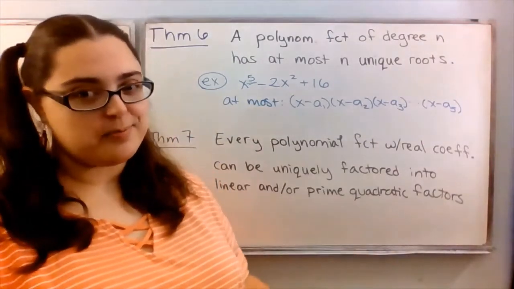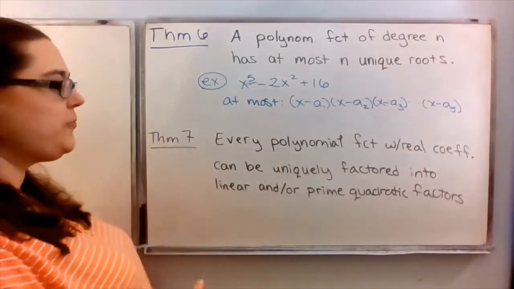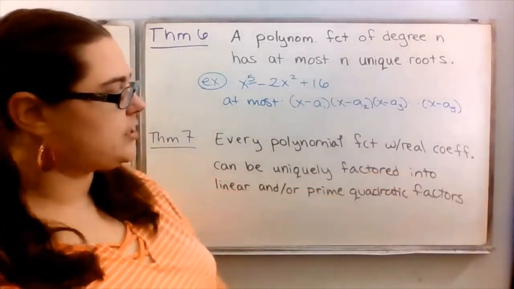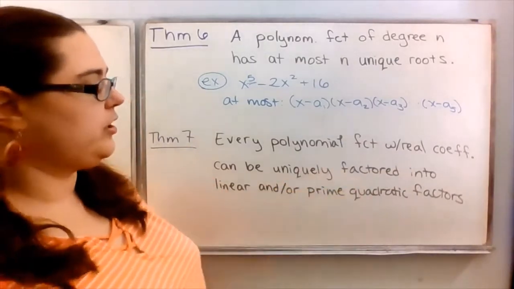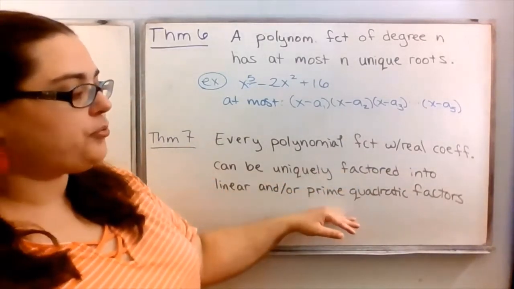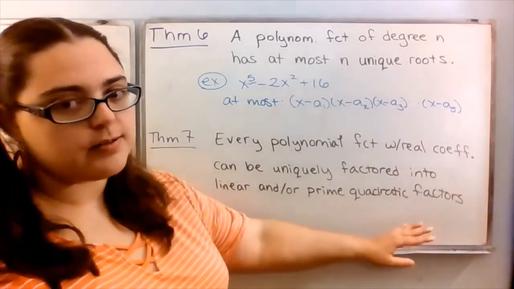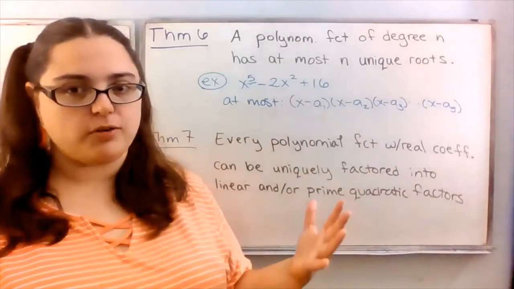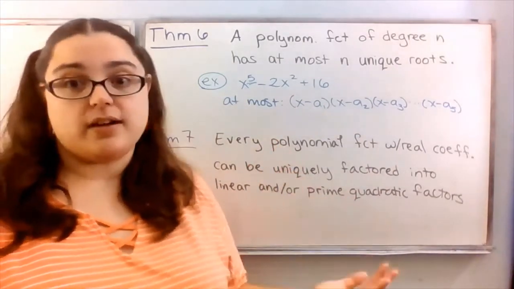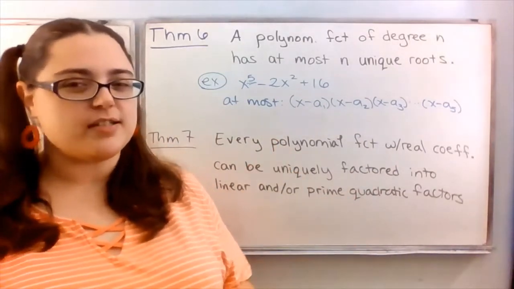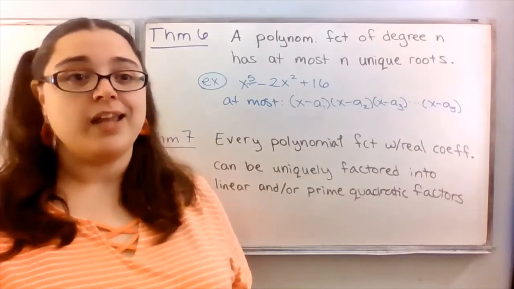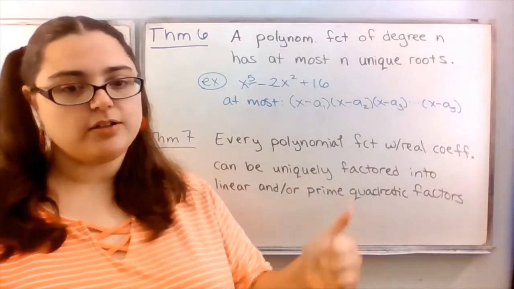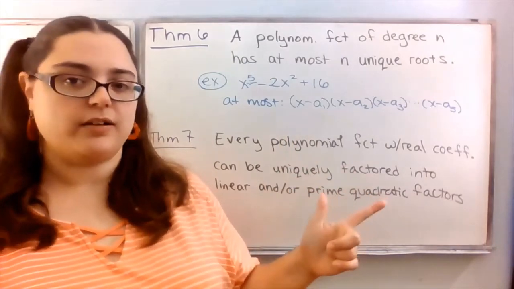Theorem 7 also helps us know when we are done factoring. Theorem 7 says that every polynomial function with real coefficients can be uniquely factored into linear and or prime quadratic factors. So let's say you're factoring a polynomial and you want to know, am I done? Have I gotten to the end of my factoring process, or can I break this down more? The answer is yes, if all you have left are linear factors or quadratics that don't factor.